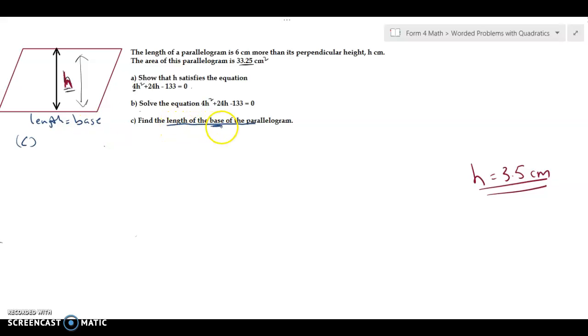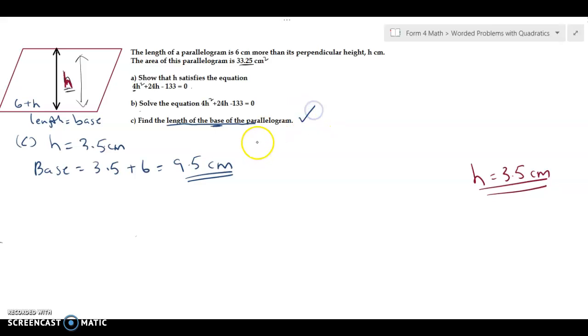So when they ask us to find the base of this parallelogram, they simply want us to convert the same equation we had for before, which was this side here is 6 plus h, into a value. So now we know h is 3.5 centimeters from before, from part B. So our base will simply be 3.5 plus 6. So that will be 9.5 centimeters. And that, everybody, takes us to the end of the question.